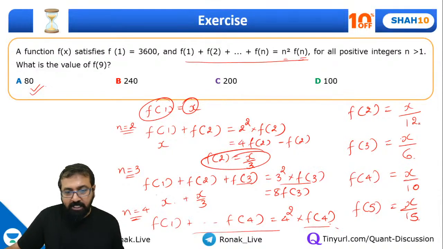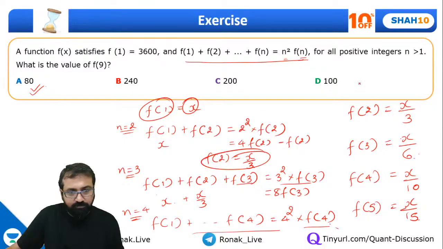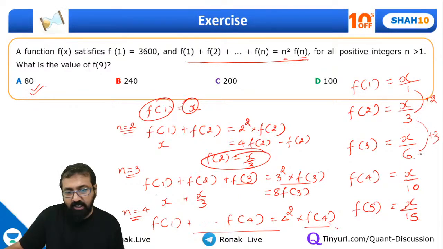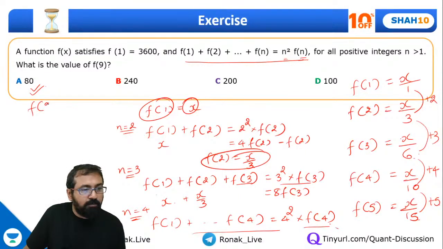Now observe this pattern. Sorry, guys, this is wrong. So f of 2 will come out to be x by 3. So 1, 3, difference is 2. Look at the denominator. It's 3, then it's 4, then it's 5. Right? So I want to find out f of 9.